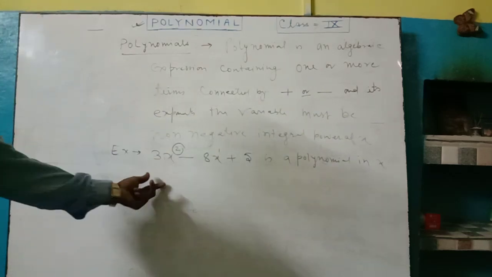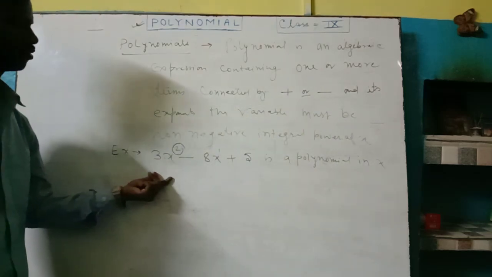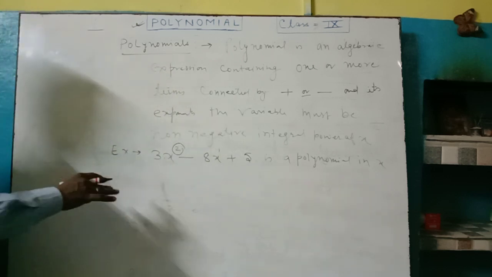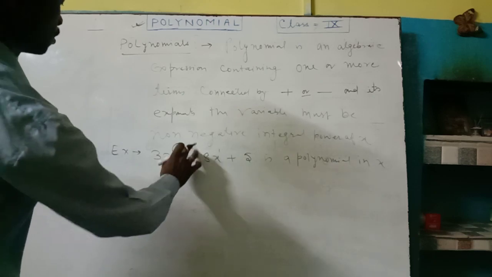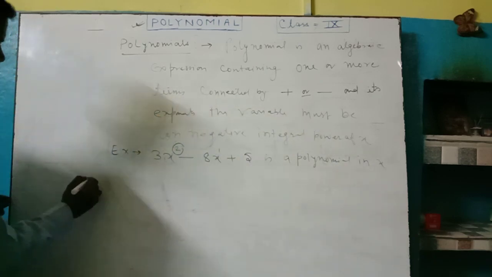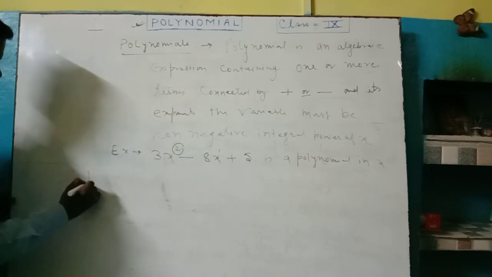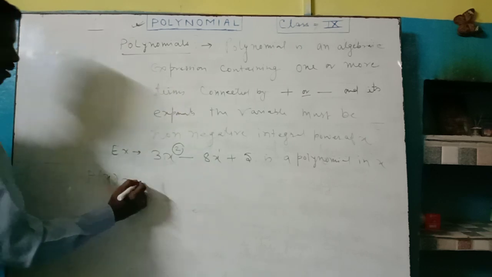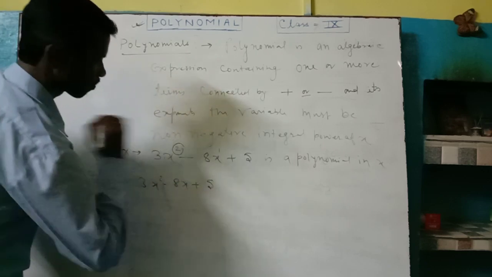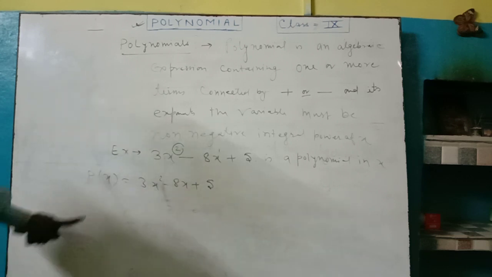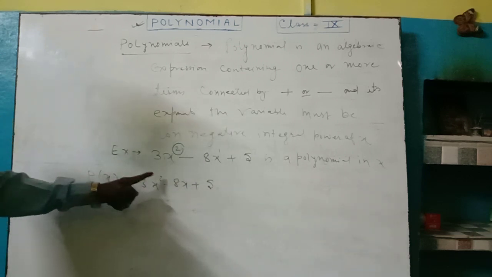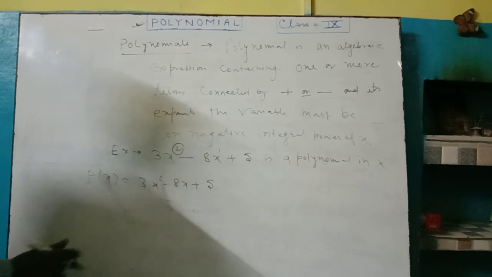Why in x? Because this polynomial has been written in the only variable x. It has no other variables. Only x is written here. It is in terms of x. We can also say that p(x) equal to 3x square minus 8x plus 5 is a polynomial because it is in terms of x.